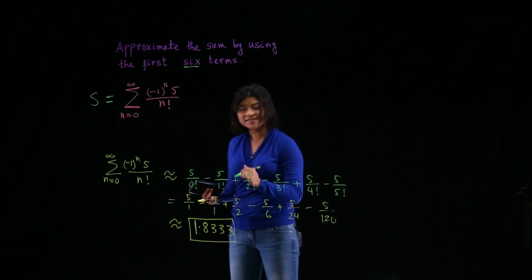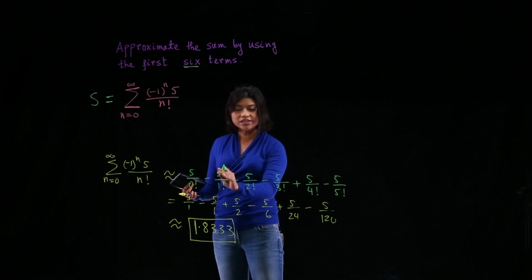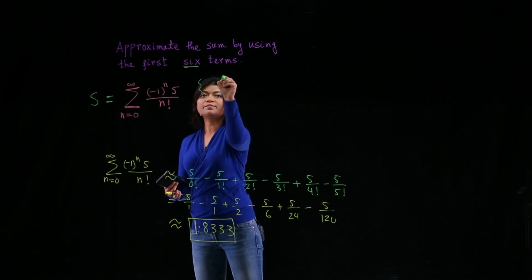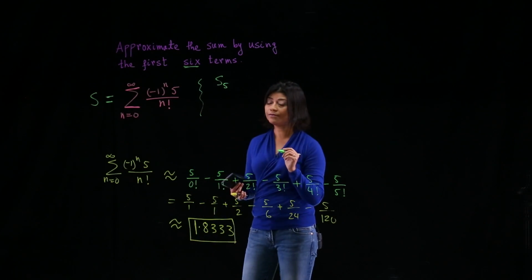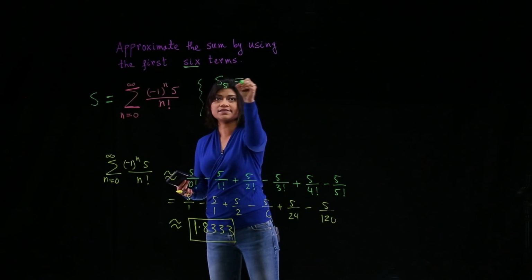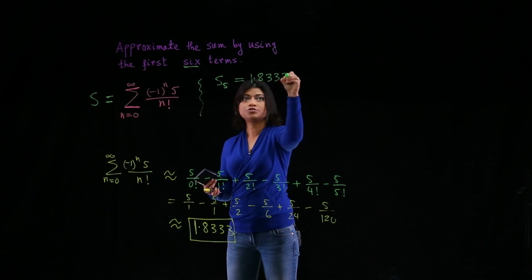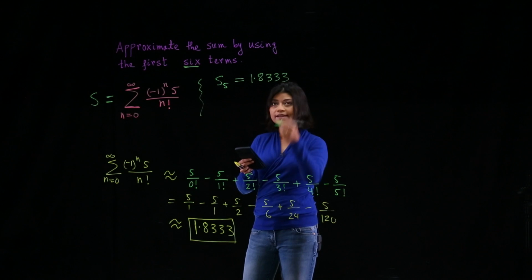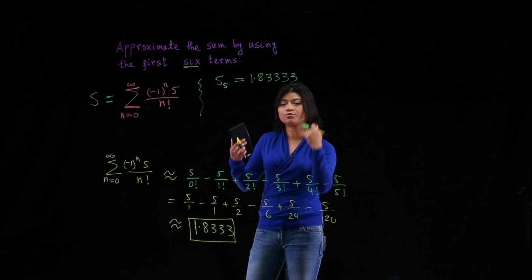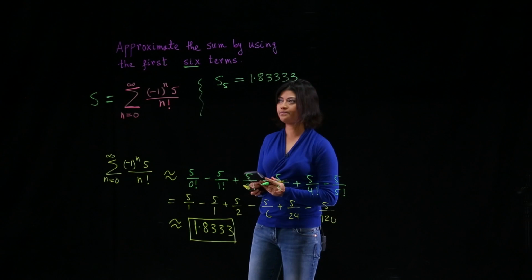Now notice that we added 6 terms to get our approximate sum. But we started at n equals 0 and we went up to n equals 5. So the approximate sum is S5, even though we added 6 terms, because we started at n equals 0. So S5 is the approximate sum, which is 1.8333. And if you notice that the 3 goes on, so let's use another decimal place so that when we find the error, we can round it to 4 decimal places.